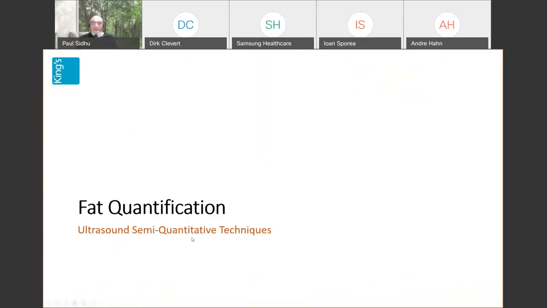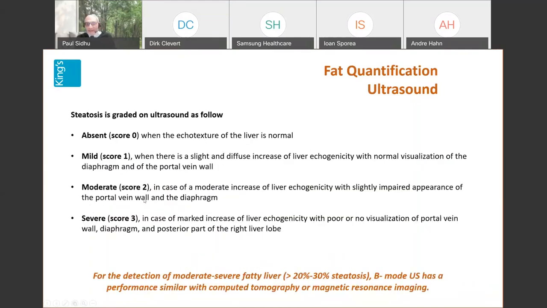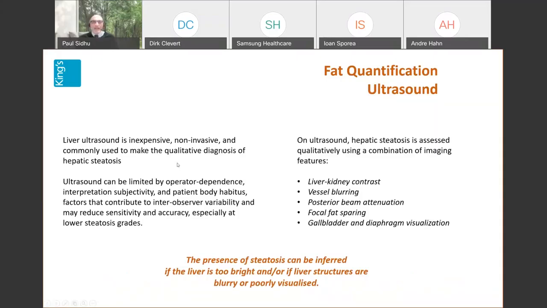Ultrasound has some semi-quantitative techniques in which to quantify fat. As opposed to MRI, ultrasound is so inexpensive, it's non-invasive, and you'll never find a patient refusing to climb onto your ultrasound couch. You may find many patients refusing to go into the MRI machine. However, ultrasound has this disadvantage of operator dependence, and that's important. It's difficult to interpret in the very patients you want to assess for fatty liver, those with bad body habitus, and this contributes to a variability and just reduces the sensitivity and accuracy of it.